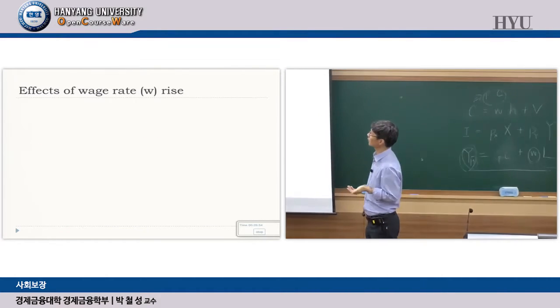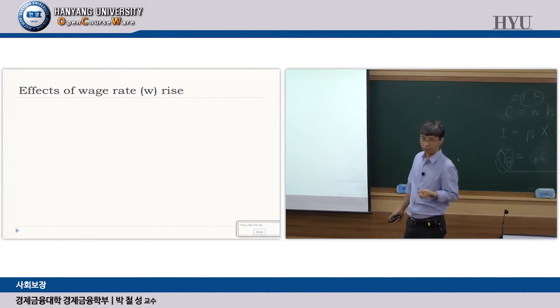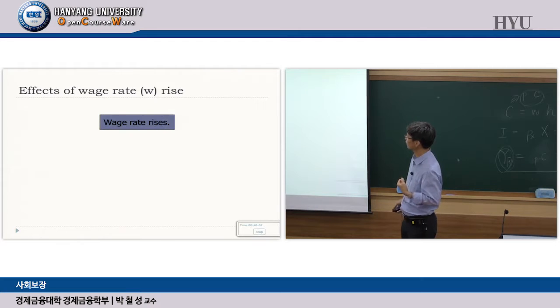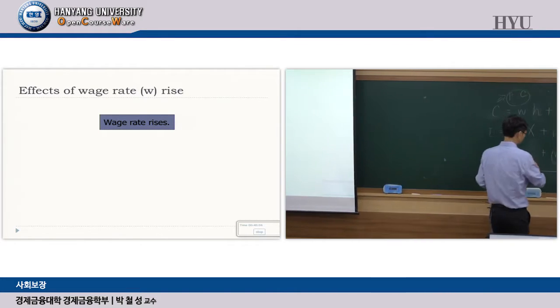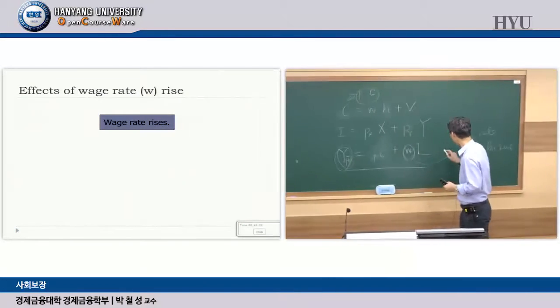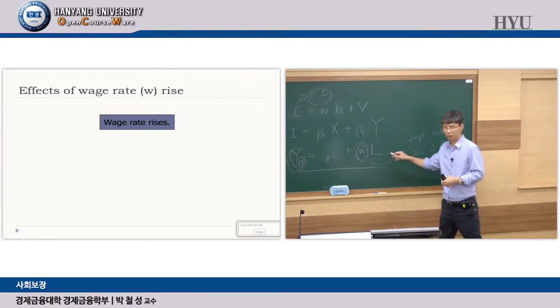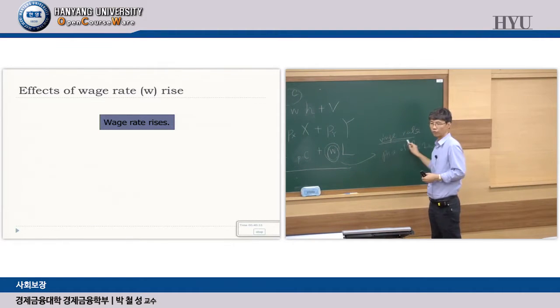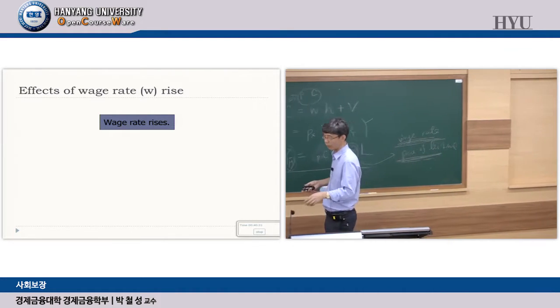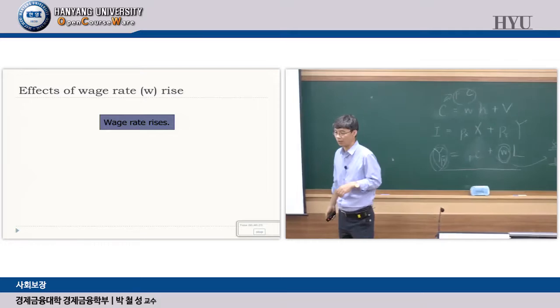Now let's change the wage rate. This one is a little more complicated. Why? Because, as I said, this W has a dual meaning. One is the wage rate, how much you earn for each hour of work, or how much you pay for each leisure hour. Because of this, the wage rate thing is a little complicated.